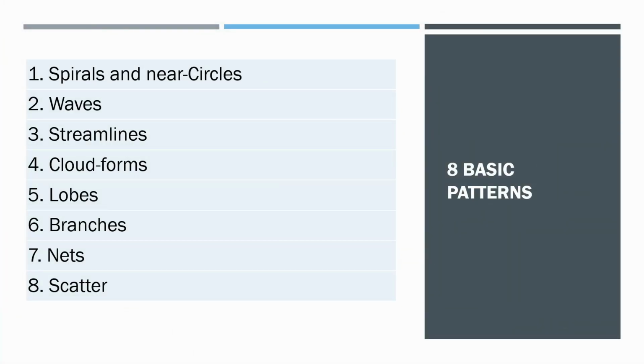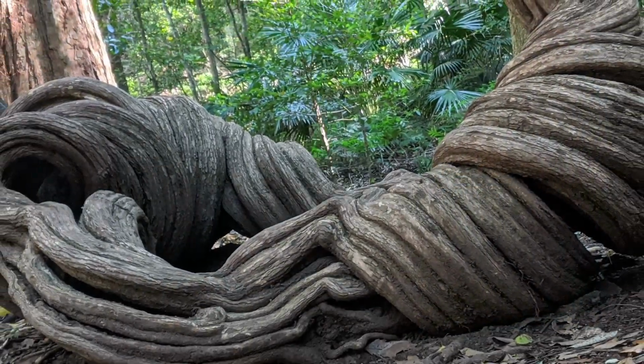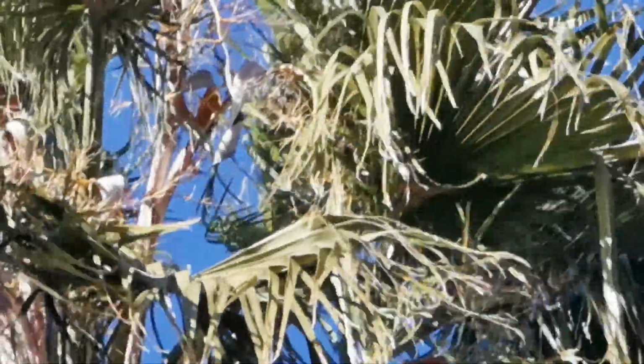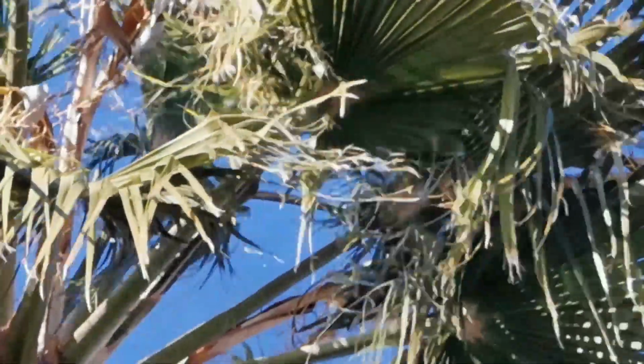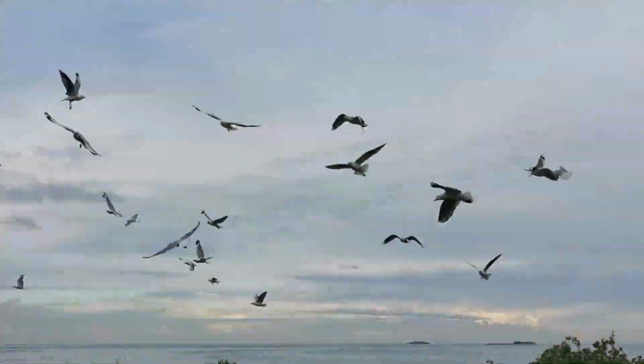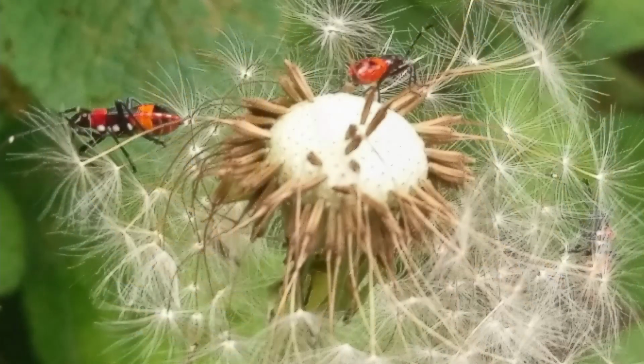So there are 8 basic patterns. The first is spirals. That includes things that are nearly a circle. And then we have the wave, then streamlines, cloud forms, lobes, branches, nets, and scatters.